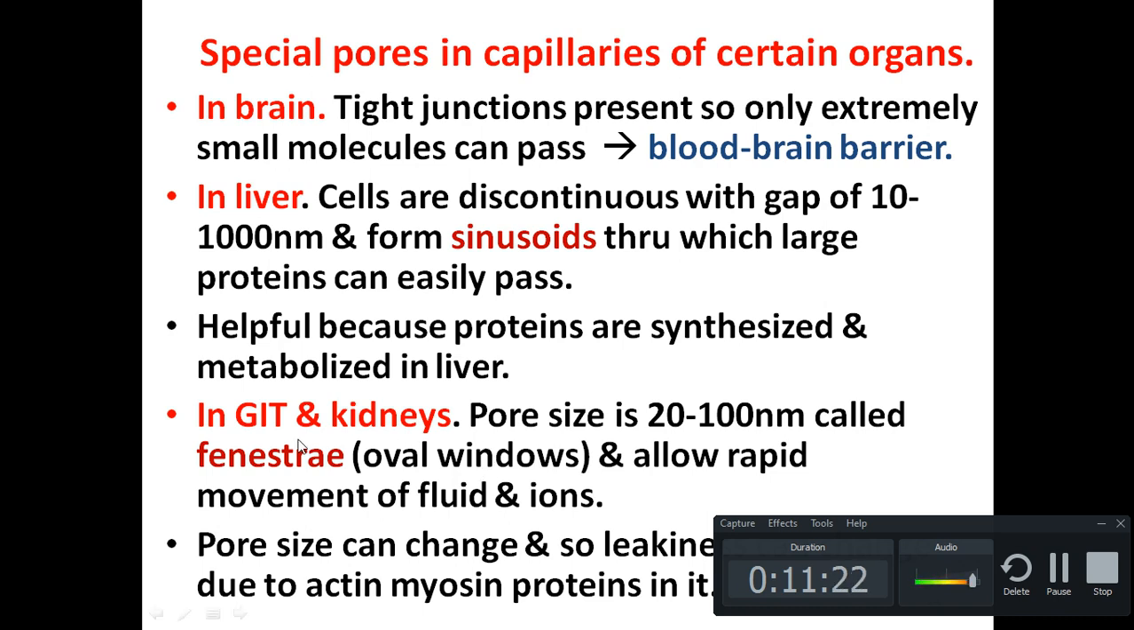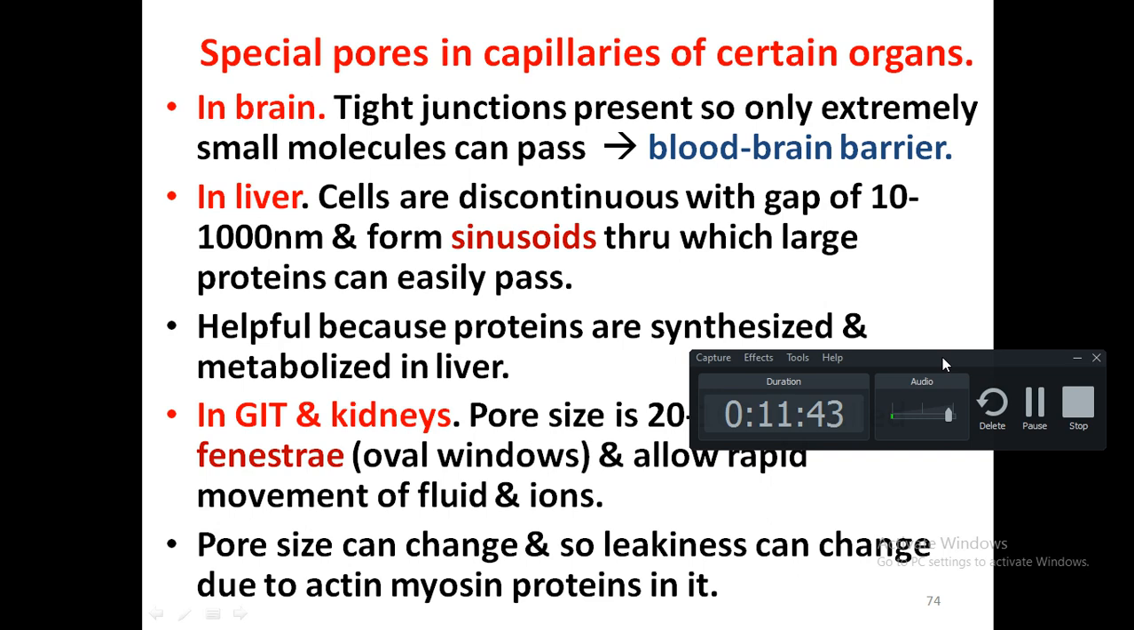Now in the GIT, gastrointestinal tract, and the kidneys, the pore size is midway between these two, the brain and the liver. It is about 20 to 100 nanometer, and here these pores are called fenestrae, also called the oval window, and this allows rapid movement of fluid and other ions to and from the kidney capillaries. Now the pore size in all these organs can change, and so that will also change the leakiness of these capillaries.